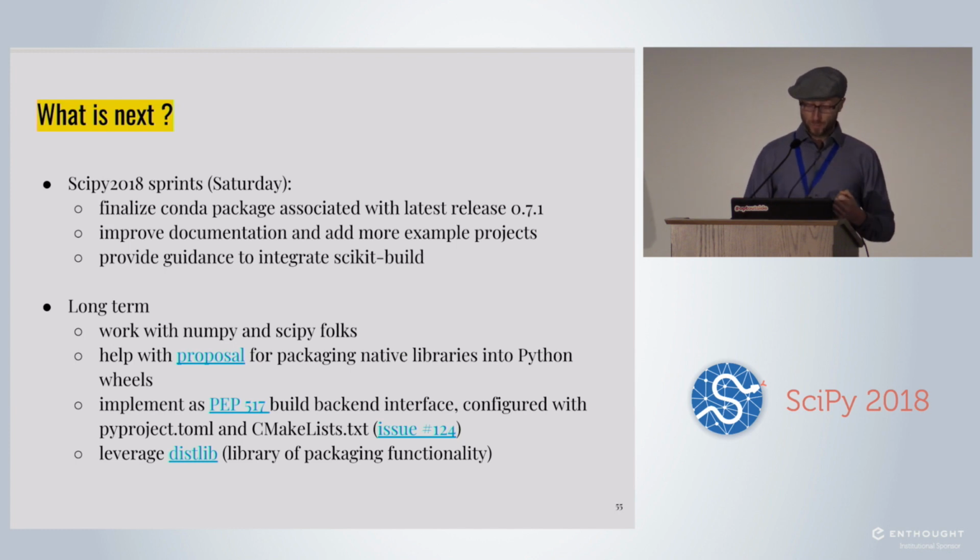We're going to help with a proposal for packaging native libraries into Python wheels. Right now, when you create wheels, if your module statically links against your dependency, everything goes well. But if you have shared libraries, there's not yet an easy way to package them. We're also going to work on implementing PEP 517 to have a build backend where we decouple from setuptools and leverage the new distlib libraries.